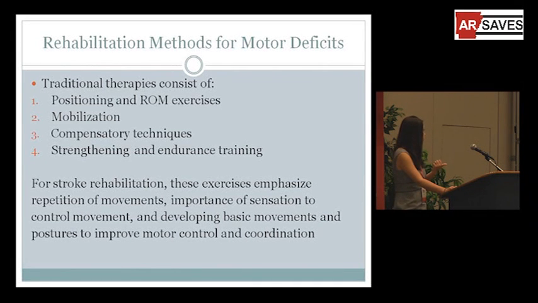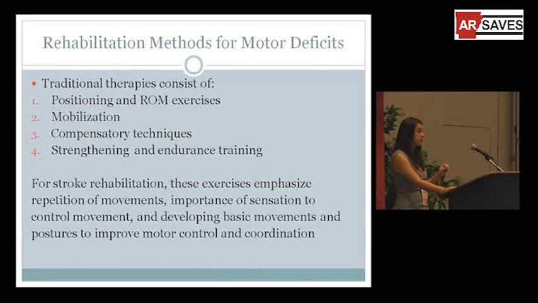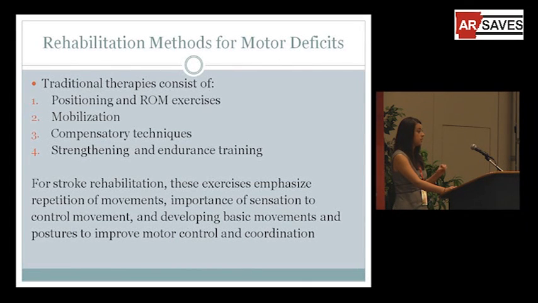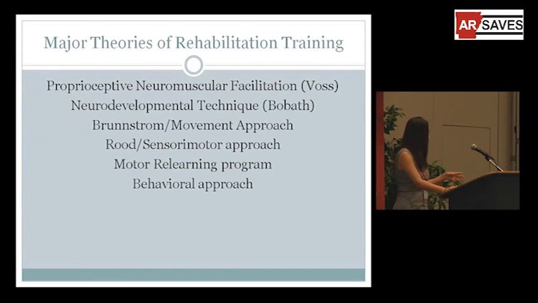So for stroke rehab, the exercises are going to emphasize repetitive movement because that's important for neuroplasticity, importance of sensation for control of movement to help improve your fine motor skills and coordination, and developing your basic motor movements and postures to help regain normalization of your motor movements, normalization of your arm movements, normalization of your ambulation and gait patterns.